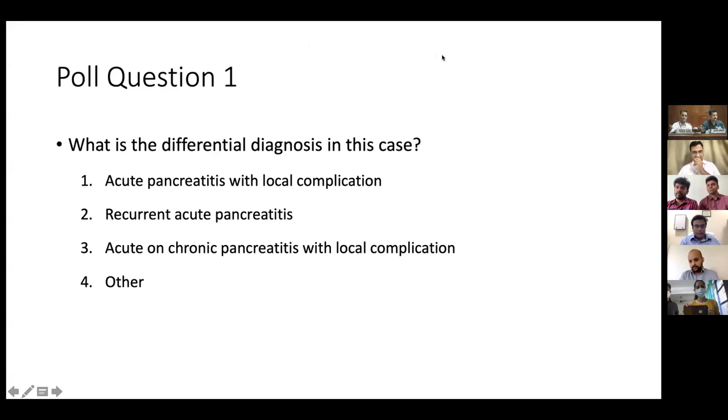One of these definitions is from the INSPIRE group, which has said that if you have 2 episodes of pancreatitis more than 1 month apart with complete resolution of pain in between, or there is another definition from the INSPIRE group which says 2 episodes of pancreatitis without any time interval, but where the amylase and lipase completely normalize between the 2 episodes. But now we are looking at more of a mechanistic definition of recurrent acute pancreatitis, where the morphological changes are not more important.